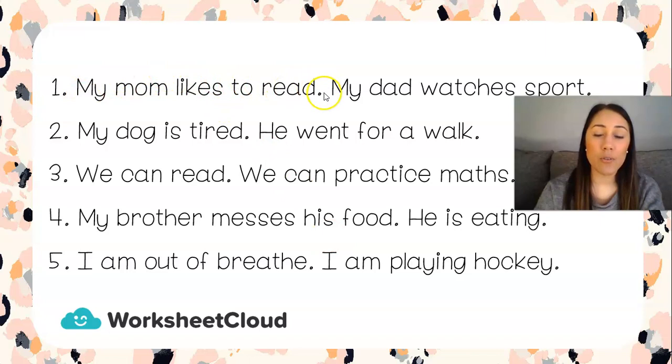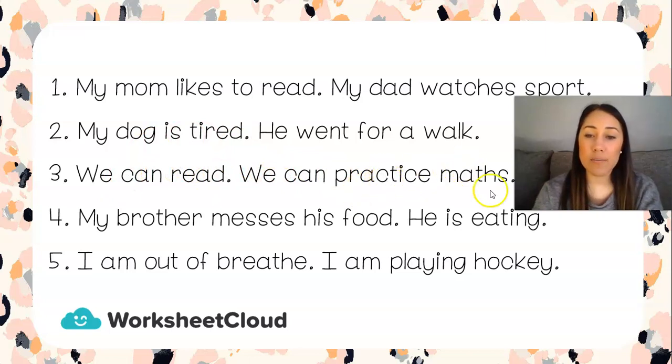My mom likes to read. My dad watches sport. What are we doing while we're looking at mom and dad? Yes, we are comparing what mom likes to do and what dad likes to do. So if we compare, we use the word "but". My dog is tired. He went for a walk. The one leads to the other, or the one happens because of the other. We can read. We can practice maths. We definitely can't read and practice maths at the same time, so we have to choose between one or the other.